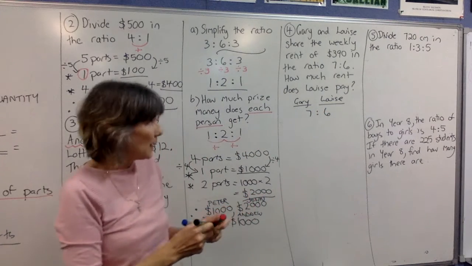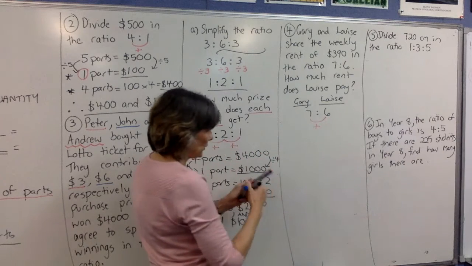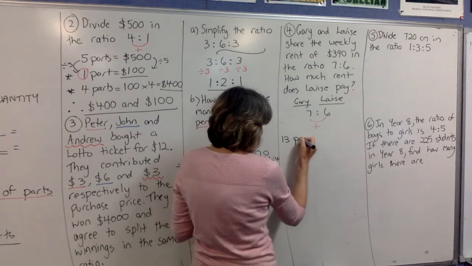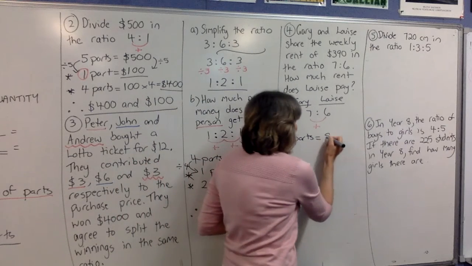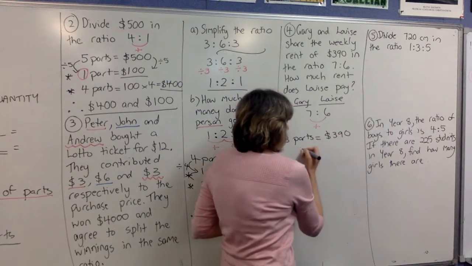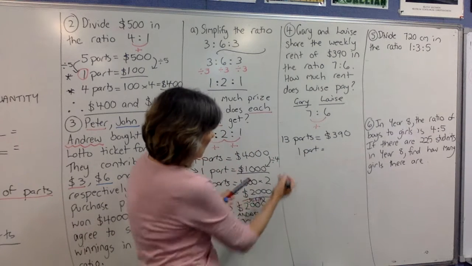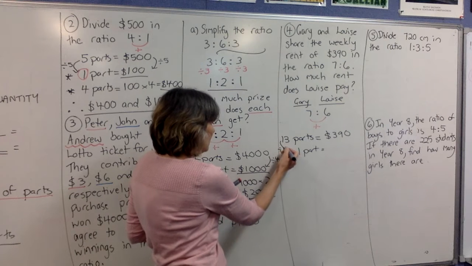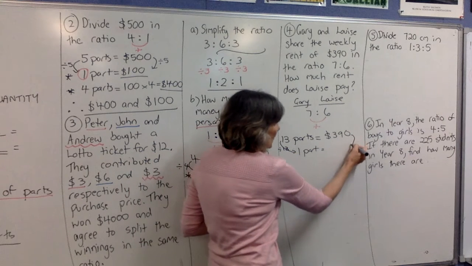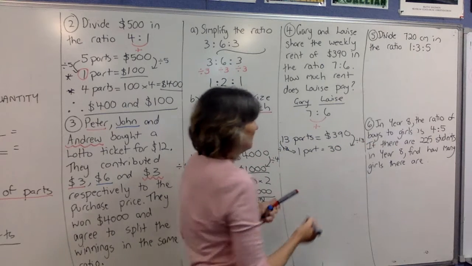Okay, so now we're going to start our working. Add the numbers together. So we have 13 parts equals the total amount of the rent, $390. Remember, we always find 1 part in this next line. So to go from 13 to get an answer of 1, I'm dividing by 13. I'll do the same over here, and your calculator will give you 30.